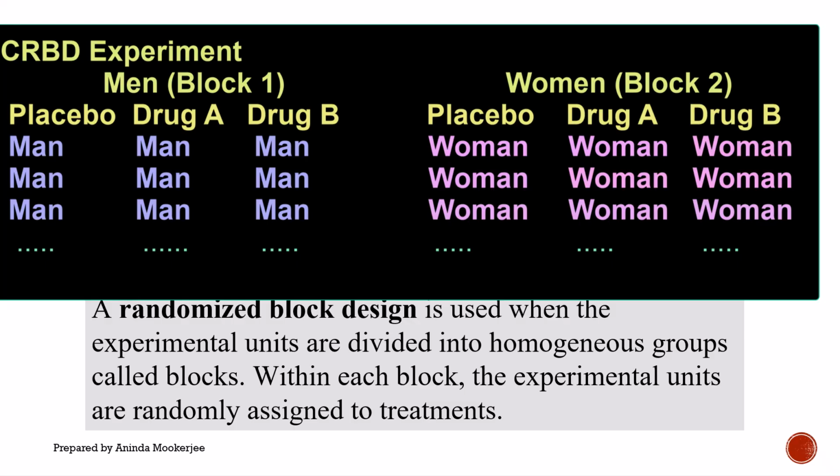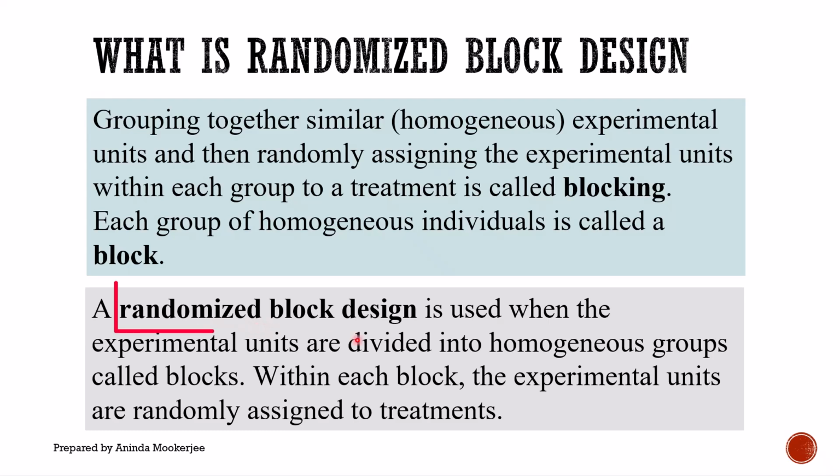And the experimental units, the individuals, will be selected or assigned to each group randomly. However, the first block will have subjects that are all male, and the second block will have subjects that are all female. So a randomized block design is used when the experimental units are divided into homogeneous groups based on a particular factor that we want to isolate, and those groups are called blocks. And within each block, the experimental units are randomly assigned to treatments.